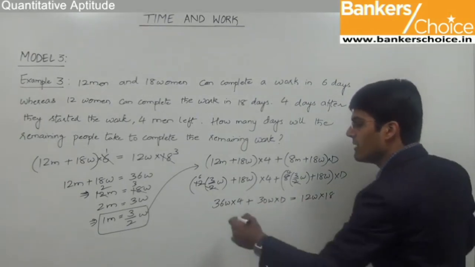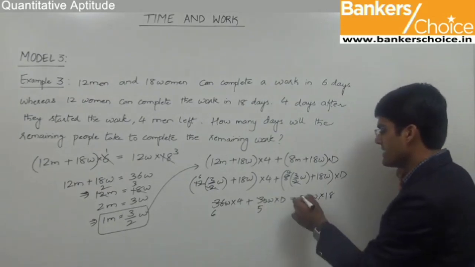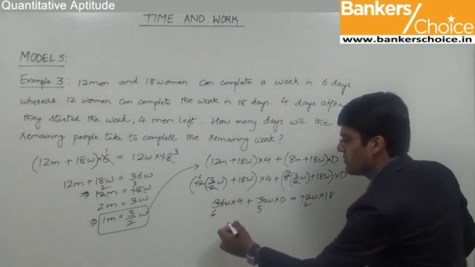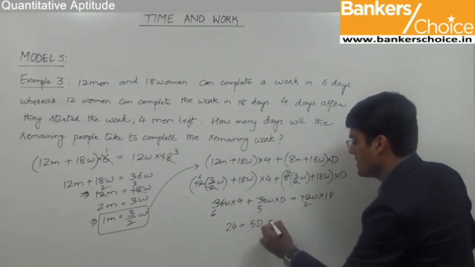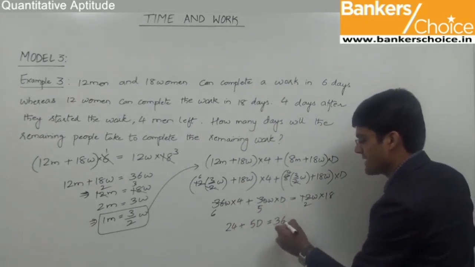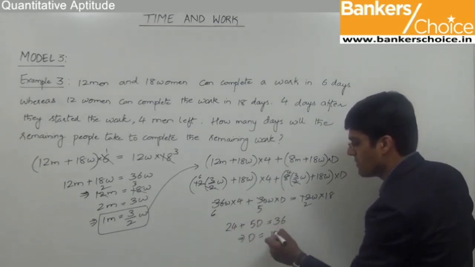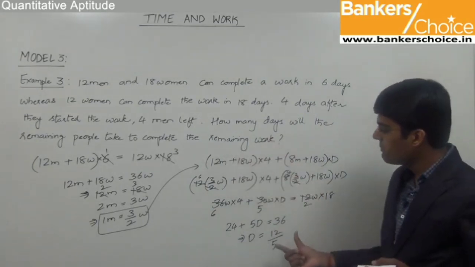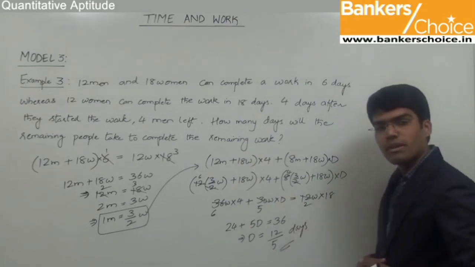So if we take 6 common, we get 6 into 6 is 36, 6 into 5 is 30, and 6 into 2 is 12. So very clearly 6 into 4, 24 plus 5d should be equal to 2 into 18, 36. So from this, d will be equal to 36 minus 24, that is 12, divided by 5. So we can say that the remaining work can be finished by the remaining people in 12 by 5 days, which is nothing but 2.4 days.